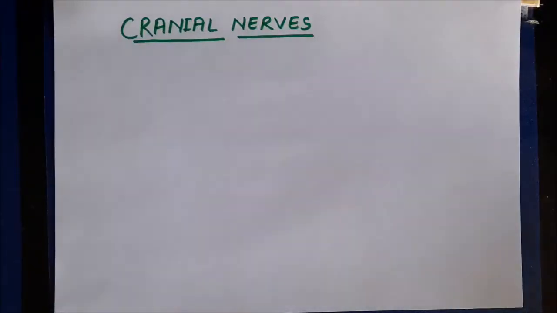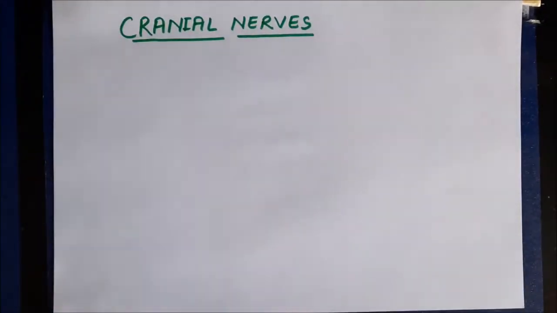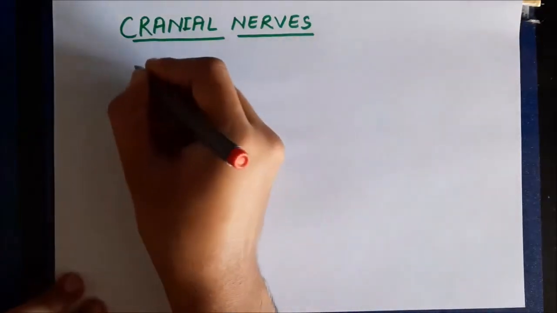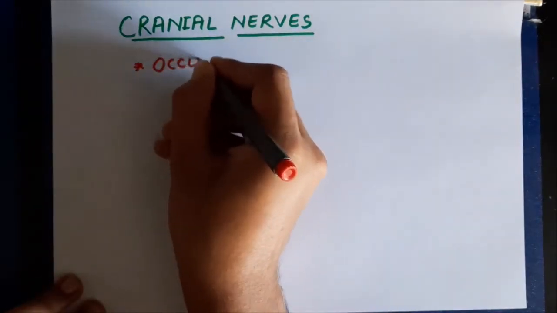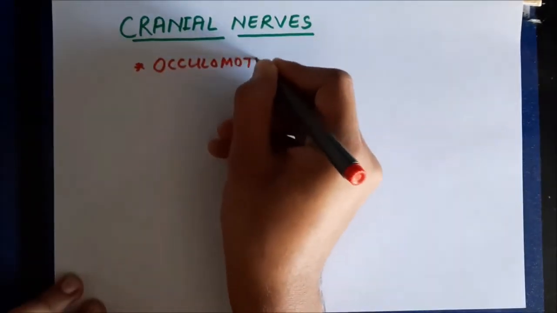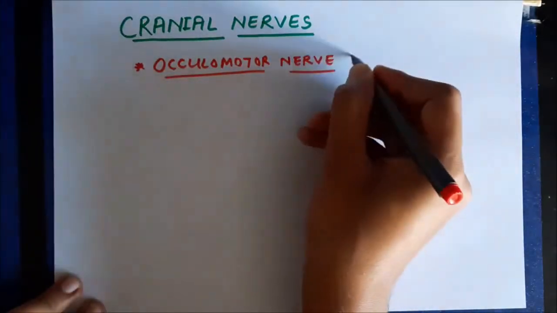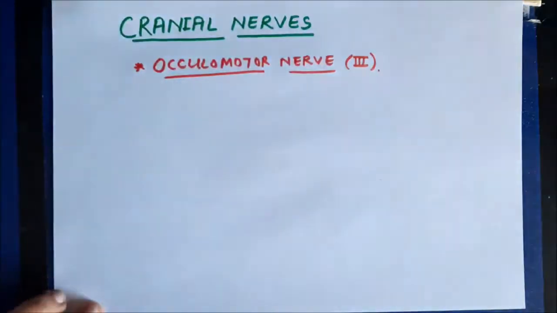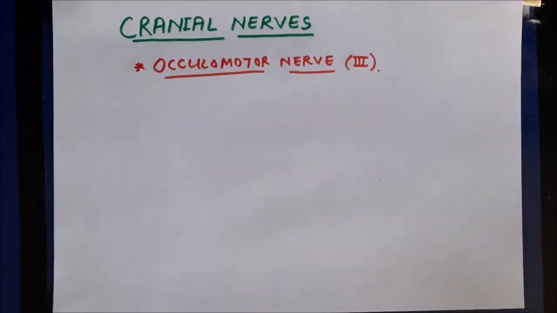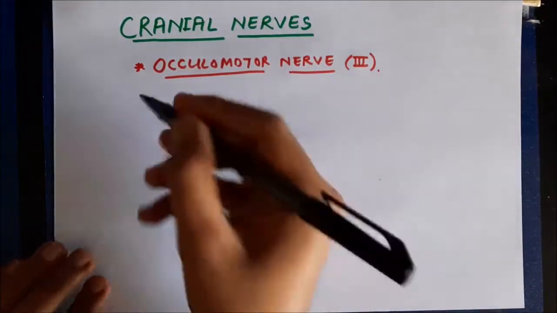In this section, we are going to start cranial nerves, the anatomy of cranial nerves. First of all, we are going to discuss the anatomy of the oculomotor nerve. That's the third cranial nerve, which is the oculomotor nerve. This oculomotor nerve provides supply to most of the extraocular muscles of the eye. We are going to see that in the coming sections.